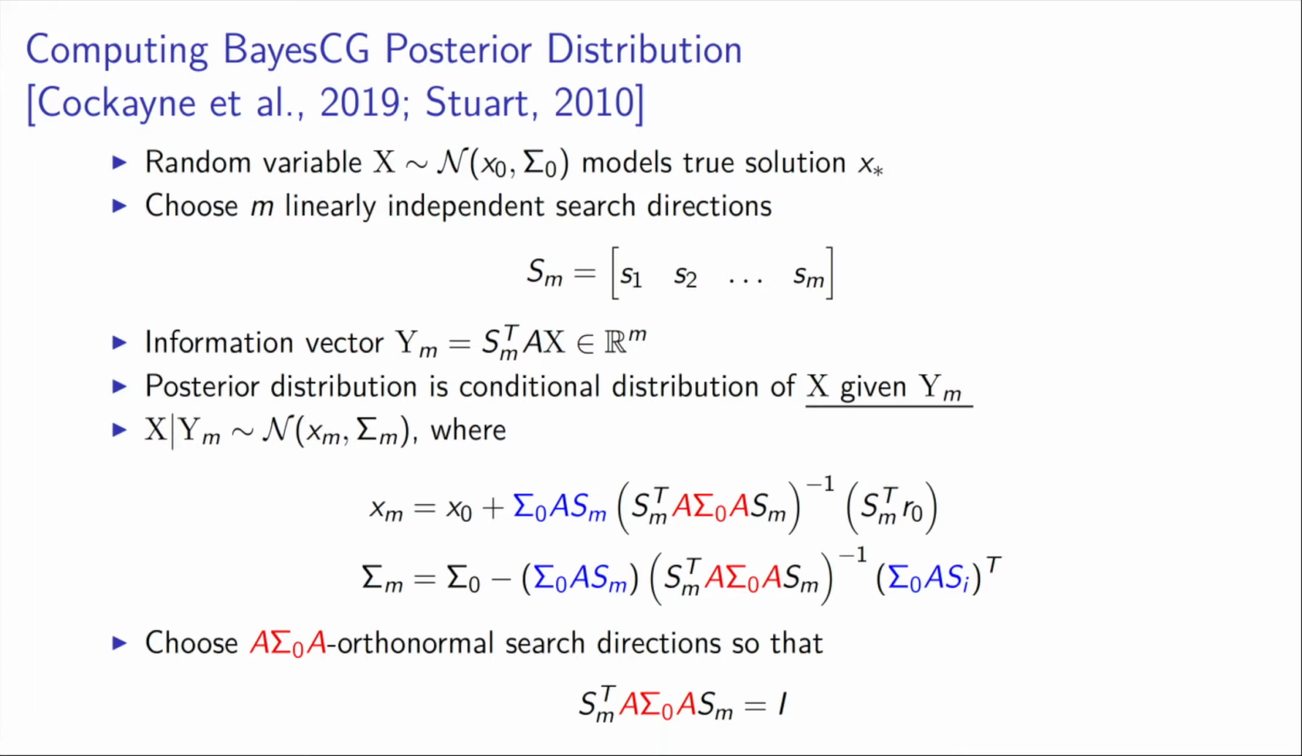Both these equations require inverting the matrix Sm transpose times A times sigma 0 times A times Sm. However, to make it so that we don't need to invert that matrix, we're going to require that the search directions are A sigma 0 A orthonormal. And that means that the search directions will make the matrix Sm transpose times A times sigma 0 times A times Sm equal to the identity matrix.